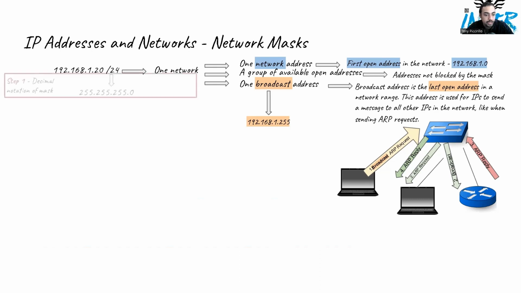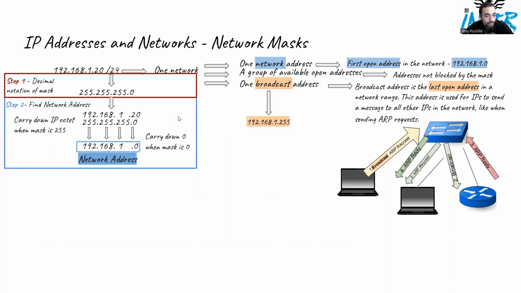So let's break down how to find each of these three pieces of information from just our IP and the subnet mask. First step is to write out the decimal notation of the mask. So 24 bits on, we know that's 255.255.255.0.